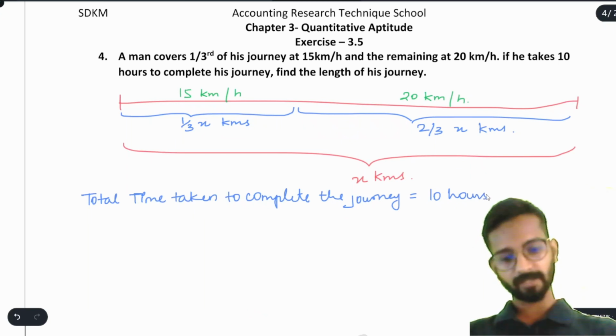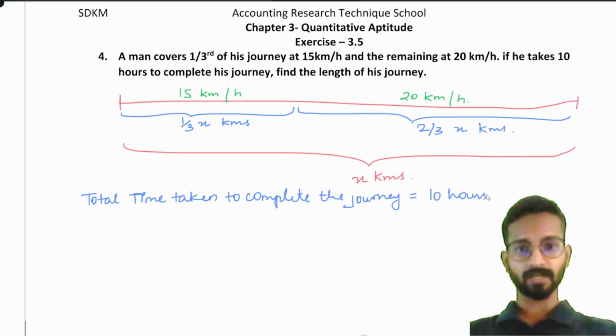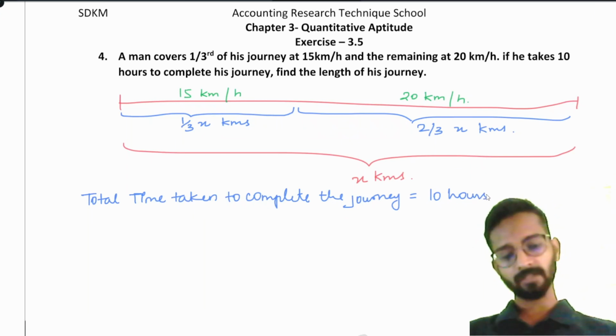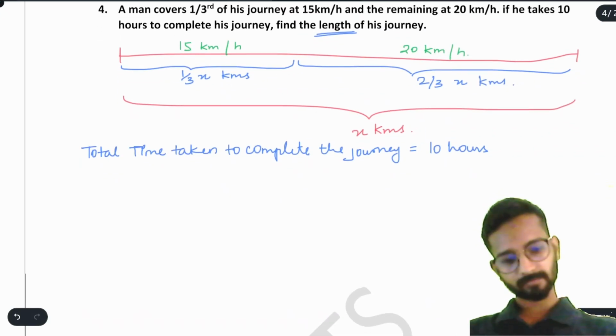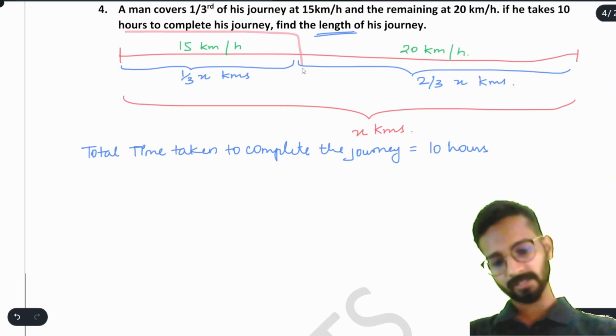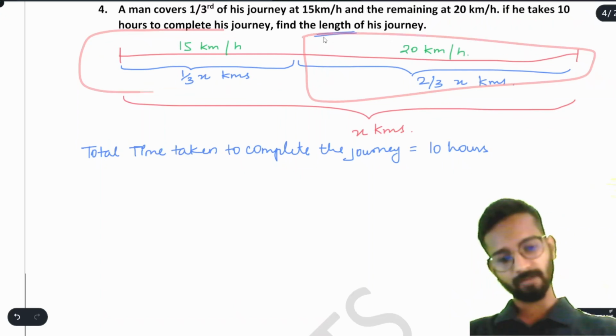Do not miss to write the units. Always write the units, 10 hours, 5 meters, seconds, everything. This is 10 hours. Now they are saying find the length of the journey. Length is what? Length is this, x kilometers. Okay, this we have to find. Now, be with me, very simple. See. Here we have two cases. If you can see, this is the first case and then this is the second case. We will write both the things.